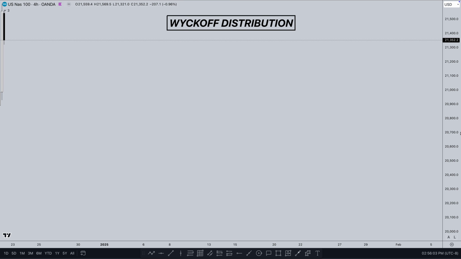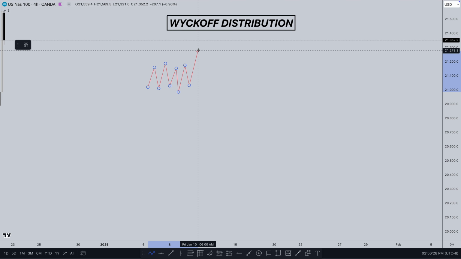Into the Wyckoff distribution. The reverse of accumulation, right? Distribution occurs right before price wants to sell off. And again, it does look something similar to this. You have the buildup of liquidity or consolidation, whatever you want to call it, it's being built up.